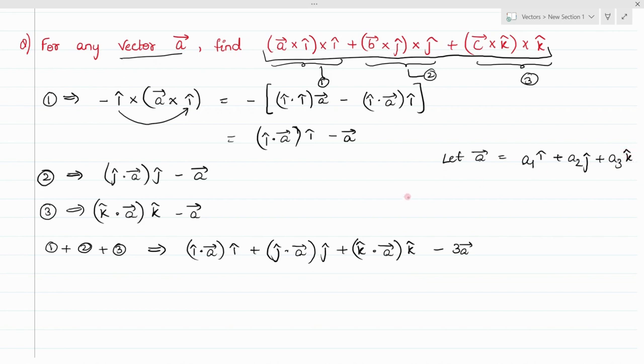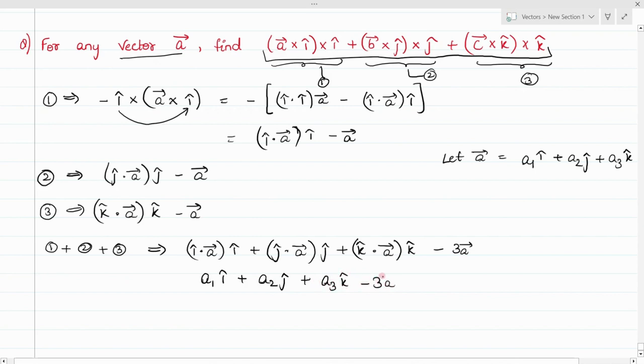Here, let us assume A vector as A1 I cap plus A2 J cap plus A3 K cap. So if we multiply A vector with I cap, what we actually get? We get A1 and I cap remains as it is. Similarly, here we'll get A2 J cap, and A3 K cap, minus 3A. Again, what is this actually? It's nothing but the A vector minus 3A vector. It becomes minus 2A vector. So this is the required answer to this question.